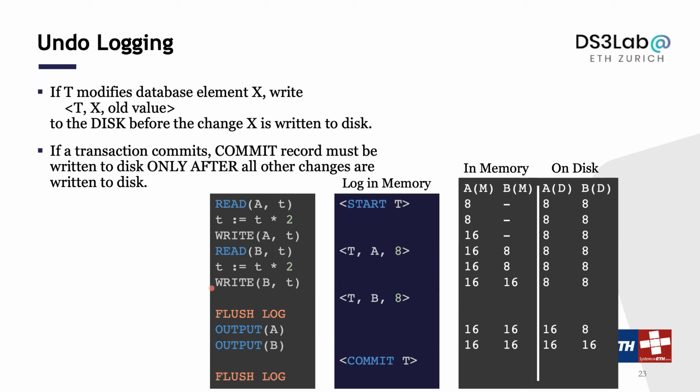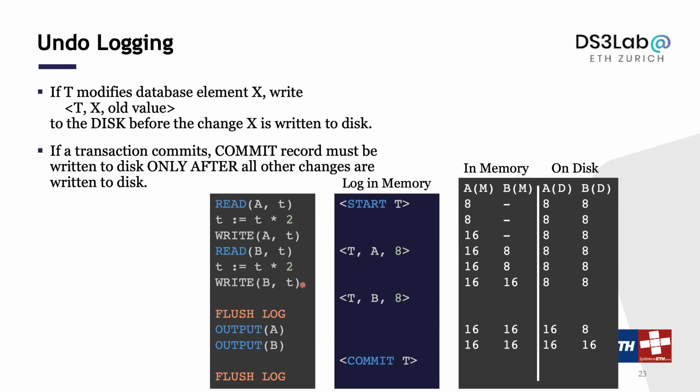And if you look at my log record, at the beginning of the transaction, I append essentially one record: Start T, transaction T started. Once you write A, I put one record into my log, saying transaction T wants to change A. Here is the old value. I don't care what the new value is, I put the old value. The old value is 8. The new value is 16 in memory, but I put in my log that the old value is 8.